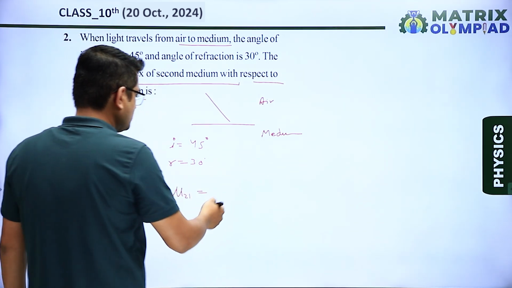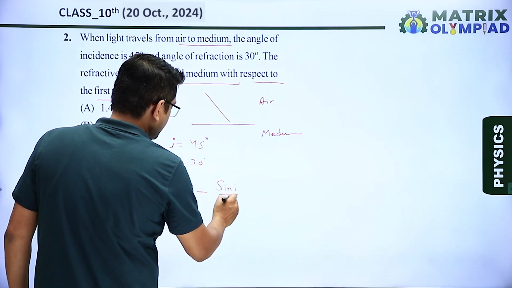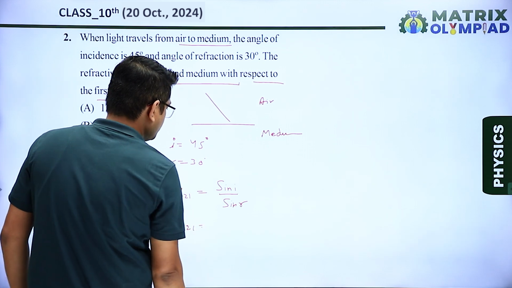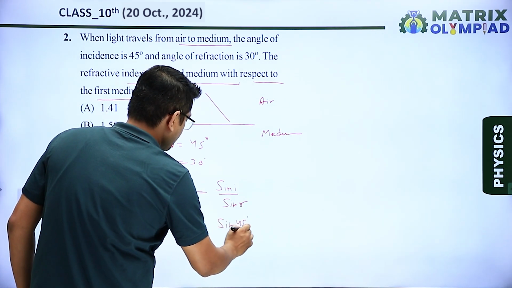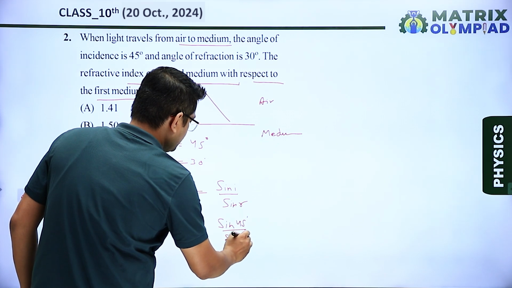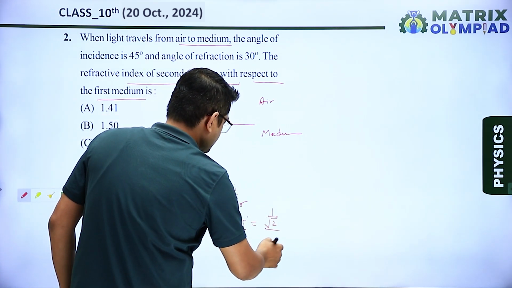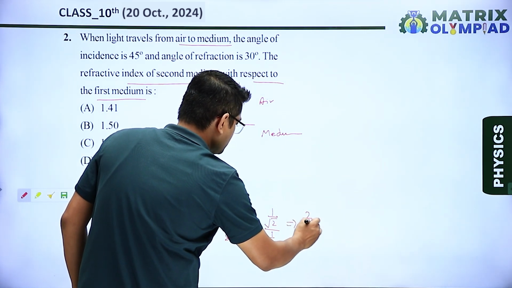Very simple, by the laws of refraction we know that it is equals to sine I divided by sine R. So let us put the values. mu(1) is equals to, sine I is sine 45 divided by sine 30. We know that value of sine 45 is 1 upon root 2 and sine 30 value is 1 upon 2. So it becomes 2 upon root 2.